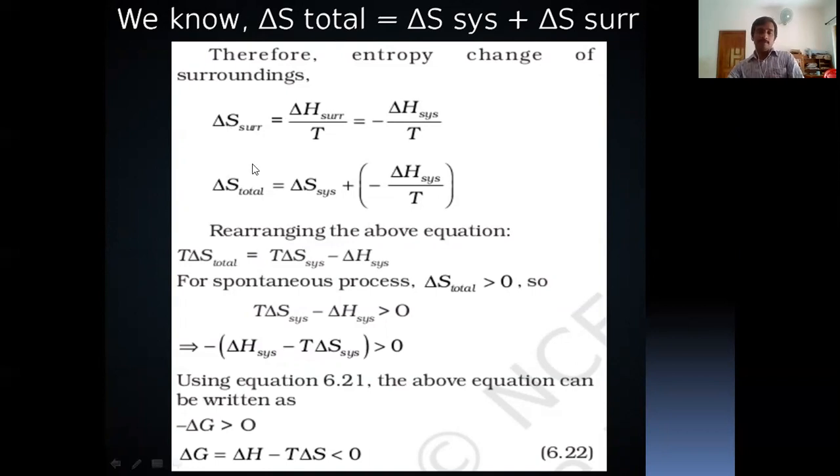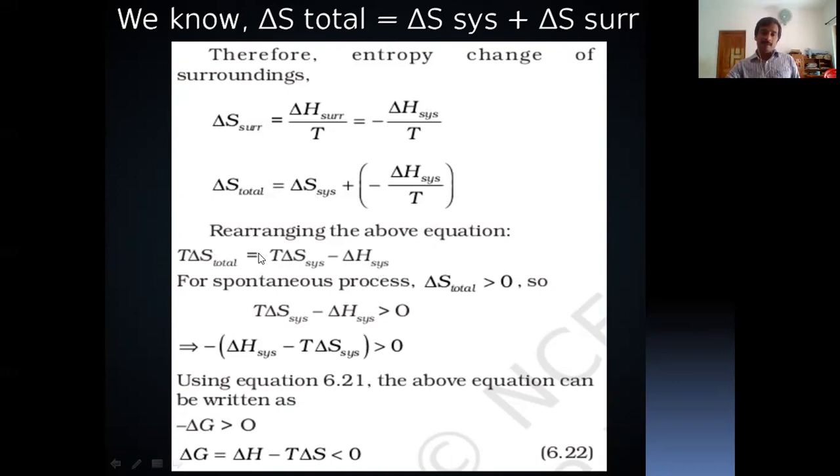Now we have written delta S total is equal to delta S system plus delta S surroundings. And what is delta S surroundings? Minus delta H system by T. Substitute the value here: delta S total is equal to delta S system plus minus delta H system by T. Multiply this with the T. Then T delta S total is equal to T delta S system minus delta H system.